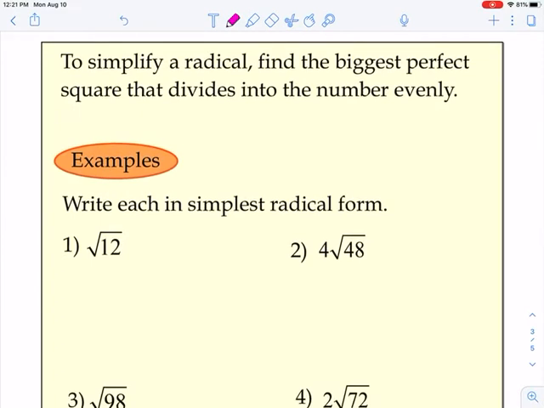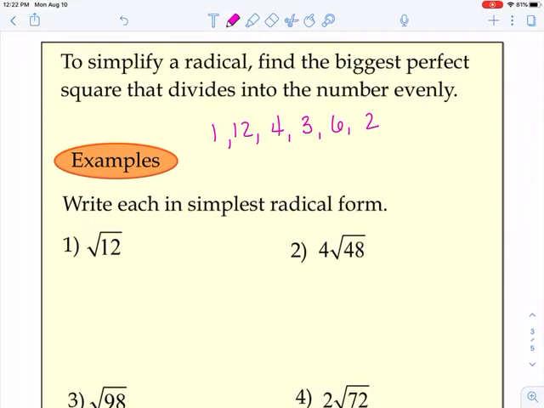So to simplify a radical, you want to find the biggest perfect square that divides evenly into the number. For our first example, we want to write each in simplest radical form. So if I have radical 12, I want to go back to that list of perfect squares and find the biggest one that's a factor of 12. If you just think about the factors of 12 in general, you have 1 and 12, 4 and 3, and then 6 and 2. I'm not going to go through this on every single example, but just because this is the first one.